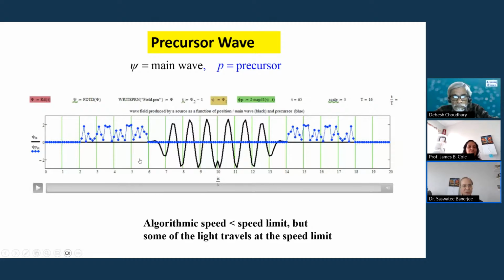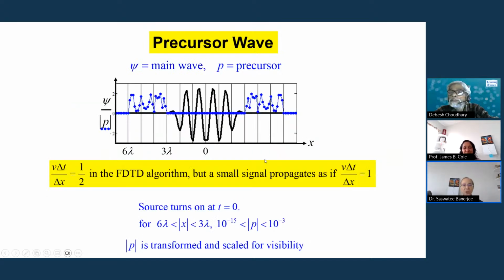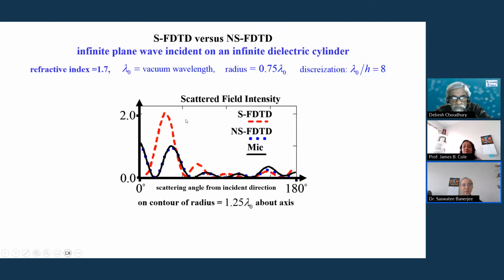The physical effect is actually dispersion. But it's very interesting that the dispersion on the grid, the algorithmic dispersion, produces this precursor wave. So again, this is the same thing I've showed. Here, I set the algorithmic speed of light to 1/2, but a small signal propagates as if the speed were 1, and that is these blue dots. And the black is the regular signal that travels at 1/2 the speed limit.